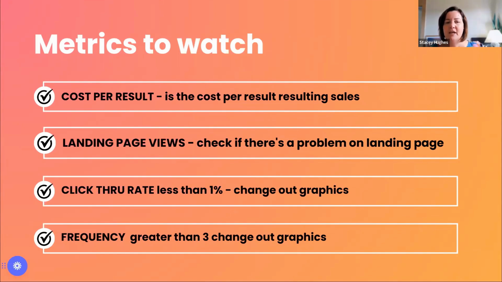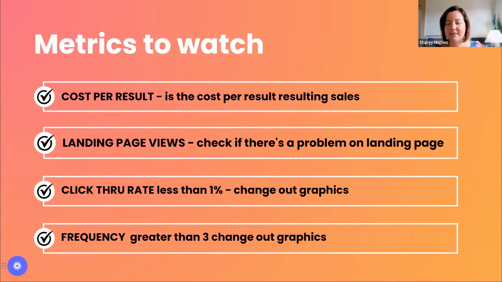Okay, landing page views. If you're getting a lot of landing page views but not so many leads, for example, that can indicate that there could be a problem. So just say 100 people are going to your landing page and only 10 people are filling out your form for your lead magnet.